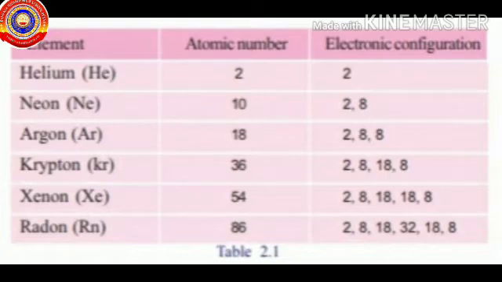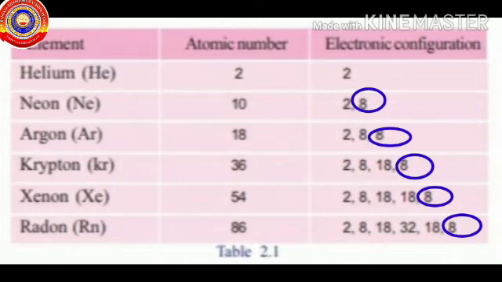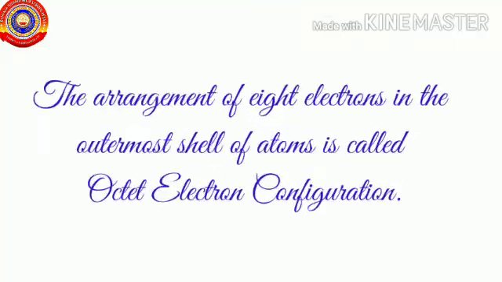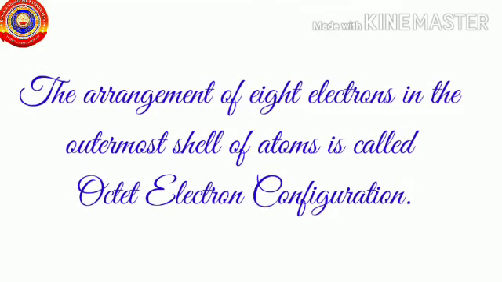Yes, right answer, 8. And what is the maximum number of electrons that can be accommodated in the outermost shell of an element? We have already learned in the first chapter. Yes, you're right. Again, 8. So this kind of arrangement of 8 electrons in the outermost shell of atoms is called octet electron configuration. The word octet means the number 8. So, the arrangement of 8 electrons in the outermost shell of an atom is called octet electron configuration.